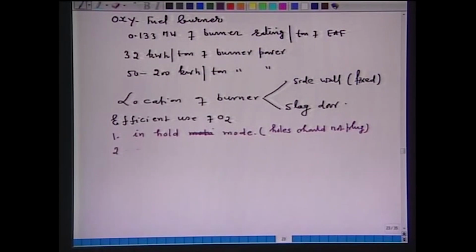Second, in burner mode. In burner mode, that means I should be able to inject natural gas plus oxygen to create a flame during the meltdown period.